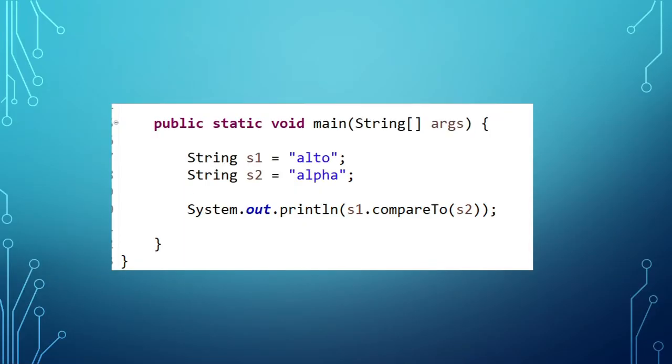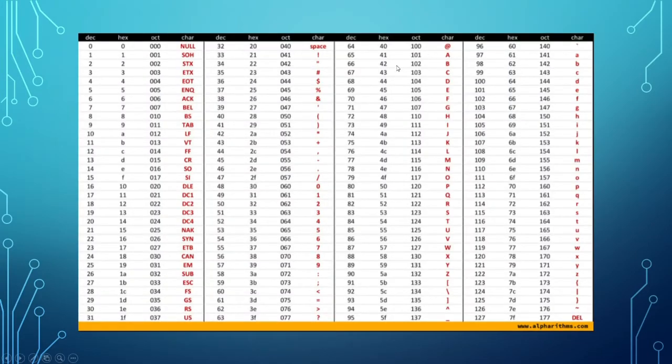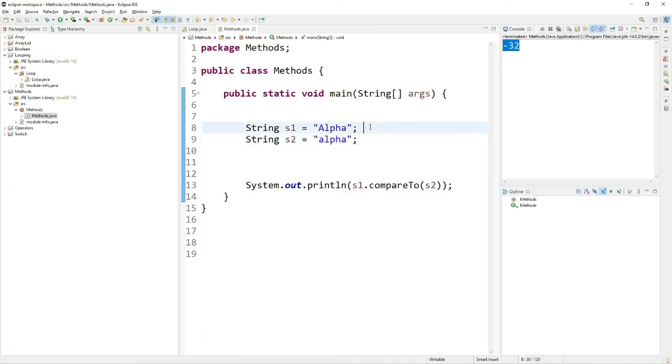So, going back to our Unicode, big letter A has an equivalent of 65, while small letter A is 97. So 65 for big letter A and 97 for small letter A. When we compute it, 65 minus 97 is equal to negative 32. Okay? And that's how it works.